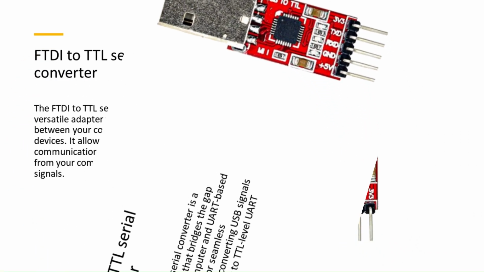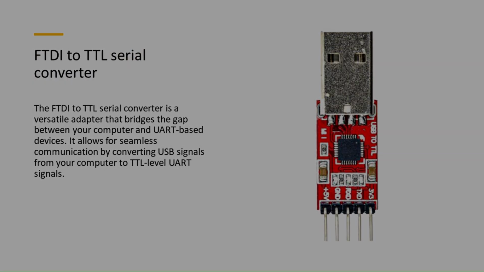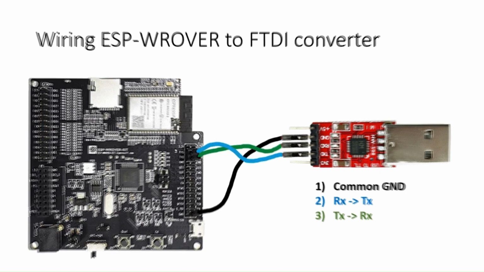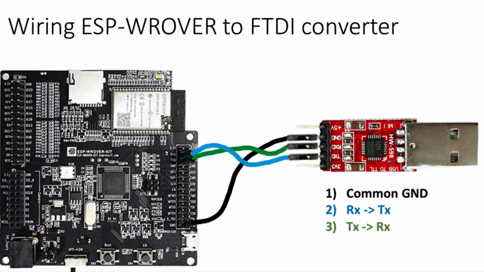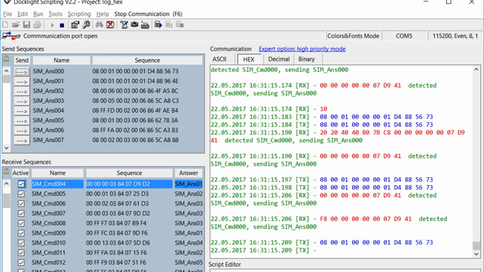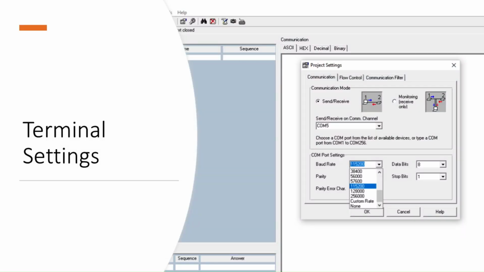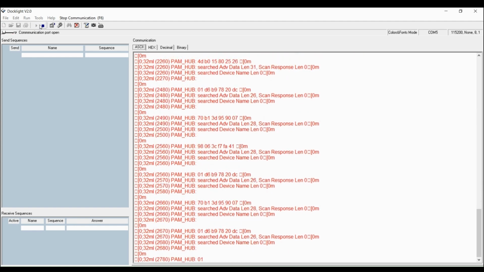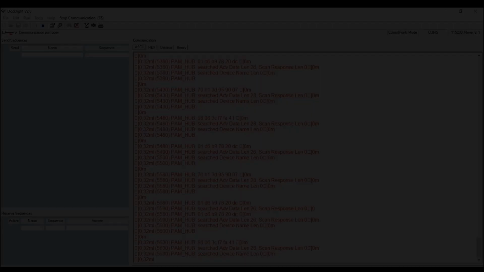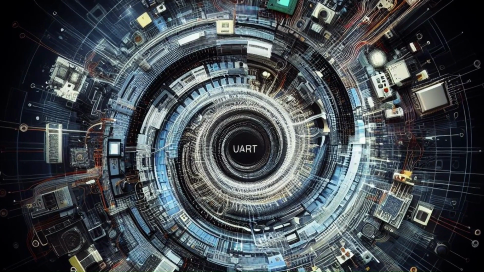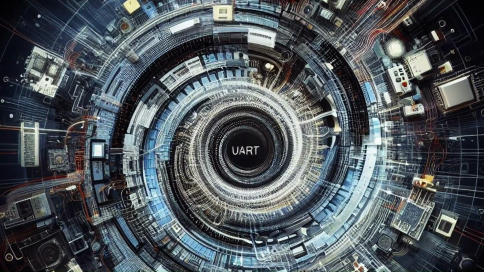To make the connection, we'll use an FTDI to TTL serial converter. This nifty gadget acts as a bridge between the ESP32 and your PC. Now, let's establish the physical connection. Our connection is complete, but there's one more crucial element: terminal software. This software is our window to the UART conversation. Let's open the terminal software and configure it to listen to the UART data. And now, it's showtime. Watch as the ESP32 shares data with our PC in real time. Congratulations! You've just witnessed UART communication in action. Now you're ready to explore the limitless possibilities of UART in your own projects.